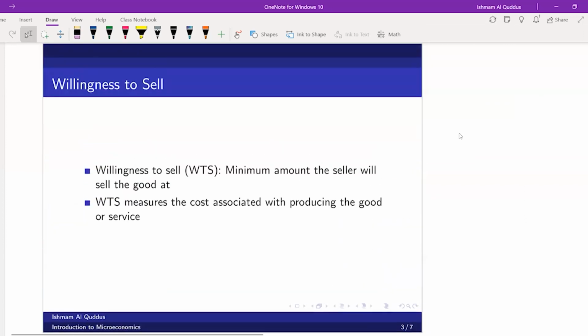Now, willingness to sell. It is the minimum amount the seller would be willing to sell the good at. Willingness to sell measures the cost associated with producing the good or service. So let's say your cost of producing one good is 20 taka. Do you think you will sell that product at anything less than 20? I don't think so, because at least you have to make sure that you earn that amount of money that would cover your cost, right?